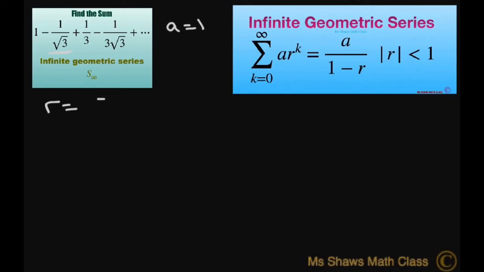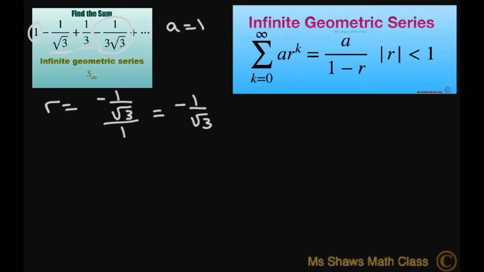So you take negative 1 divided by square root of 3 and divide it by the previous term, which is 1. So that's going to be negative 1 divided by square root of 3. Also, you could have taken this term divided by this, and got the same thing. So that's all you have to do for that.